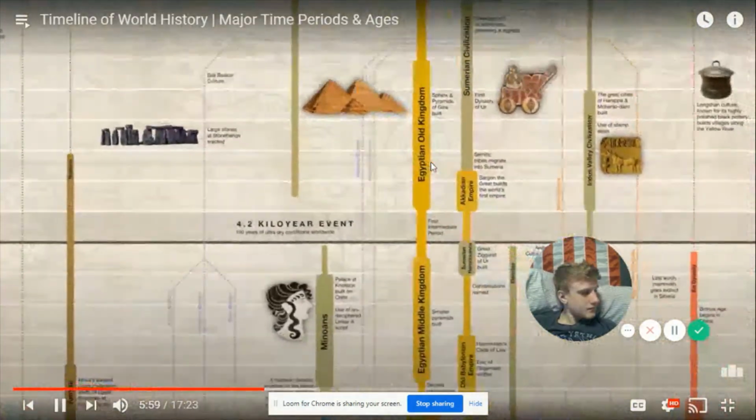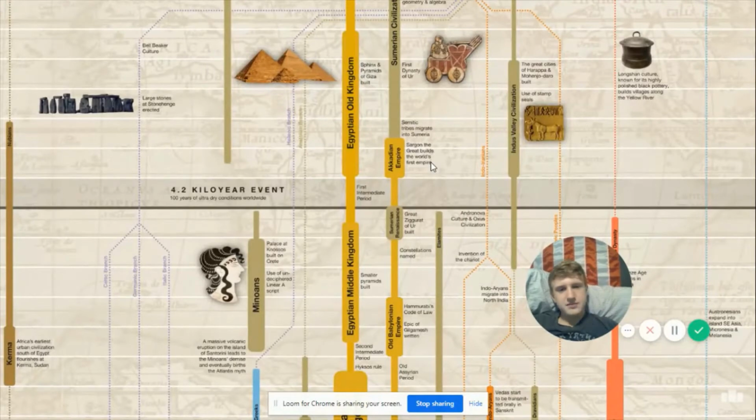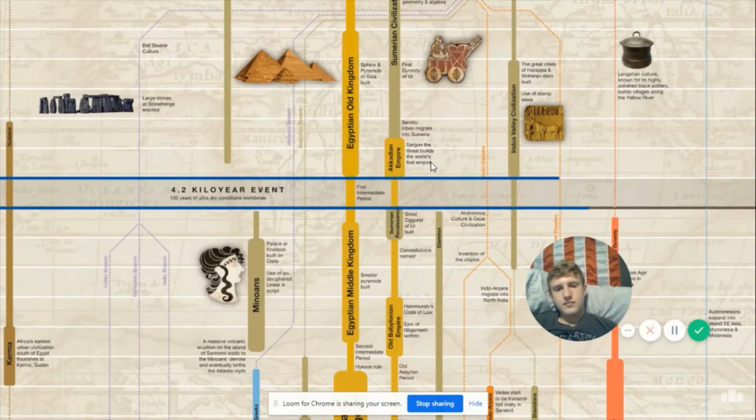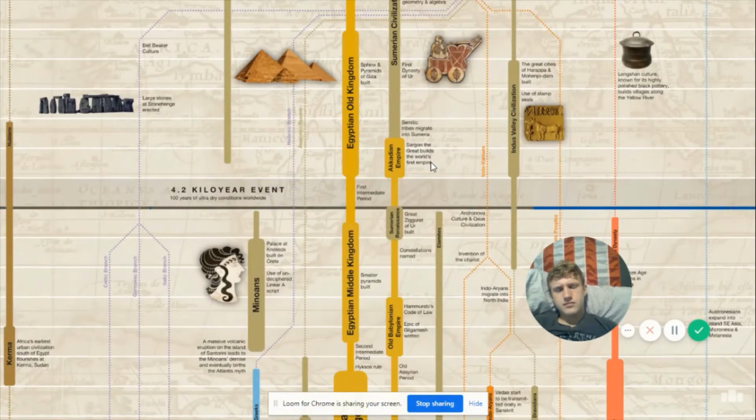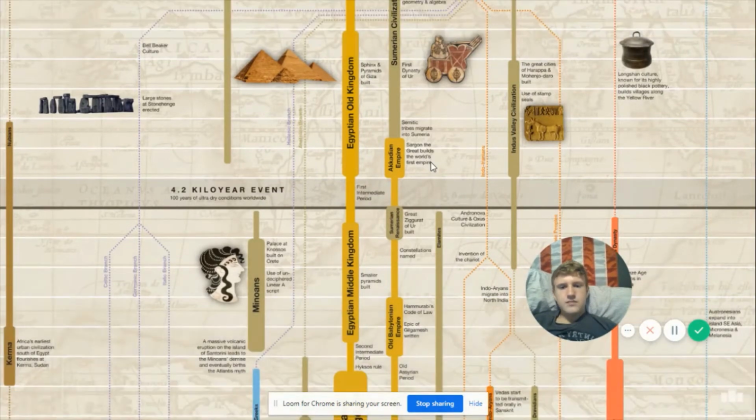Now let's look at the Bronze Age proper. Dividing these two periods is a very important event known as the 4.2 kiloyear event, named because it occurred approximately 4.2 thousand years ago. The exact cause of the event is still debated, but what we do know is that it resulted in approximately 100 years of extremely dry conditions worldwide.